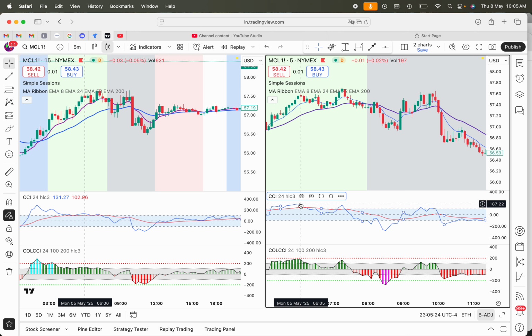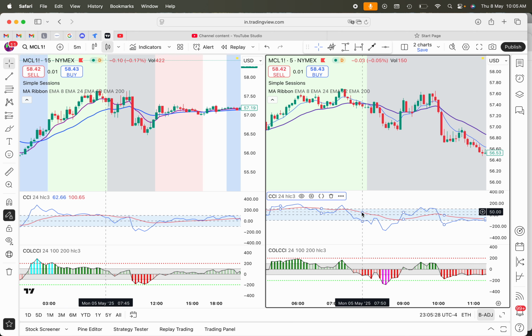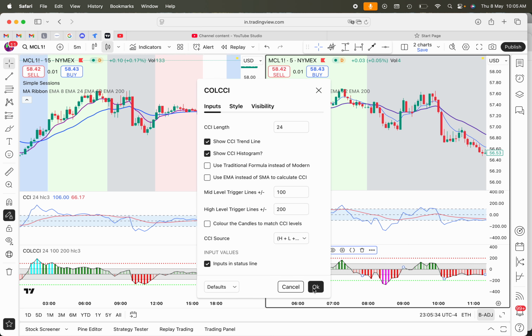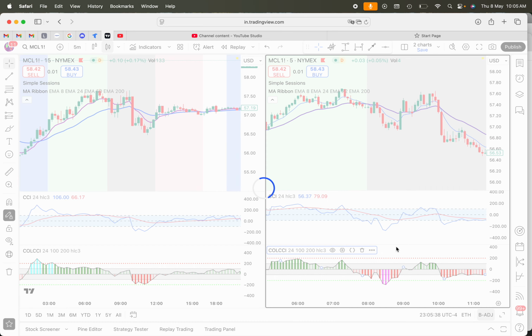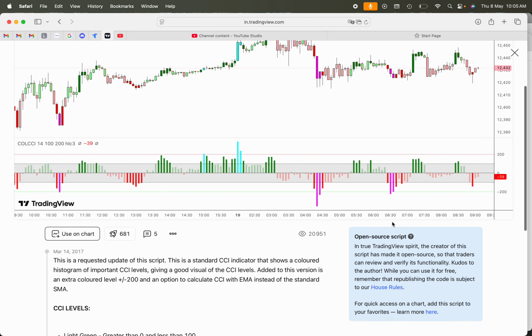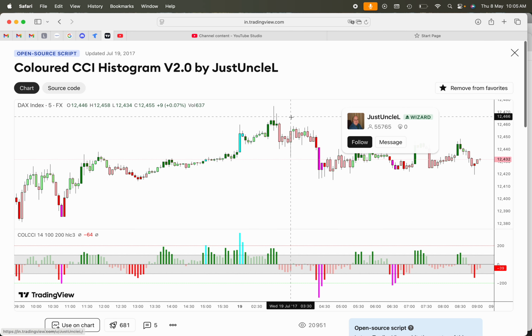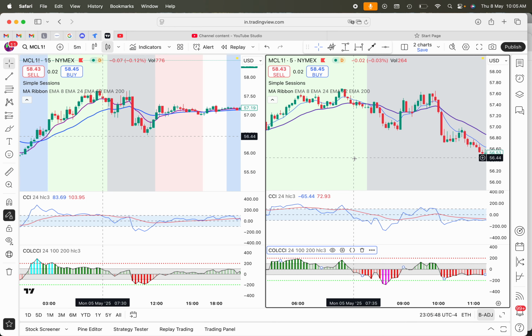That should be a 24 exponential moving average, which is the blue line. And down below, just to make it easy, I've got this CCI, which is a 24. It's made by Uncle L. If it loads up, it's made by this geezer, just Uncle L. It's called the coloured CCI histogram. You find it in TradingView under indicators.